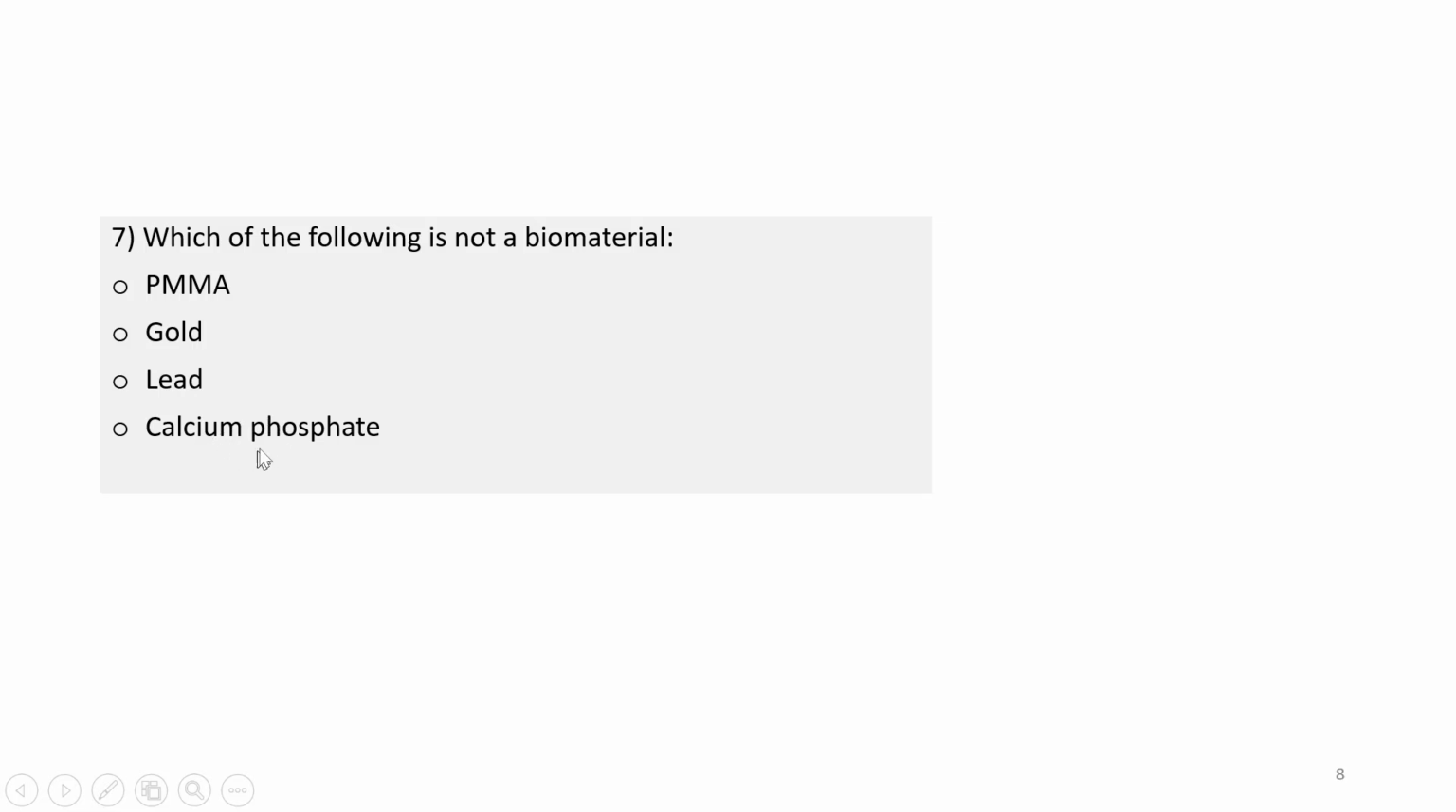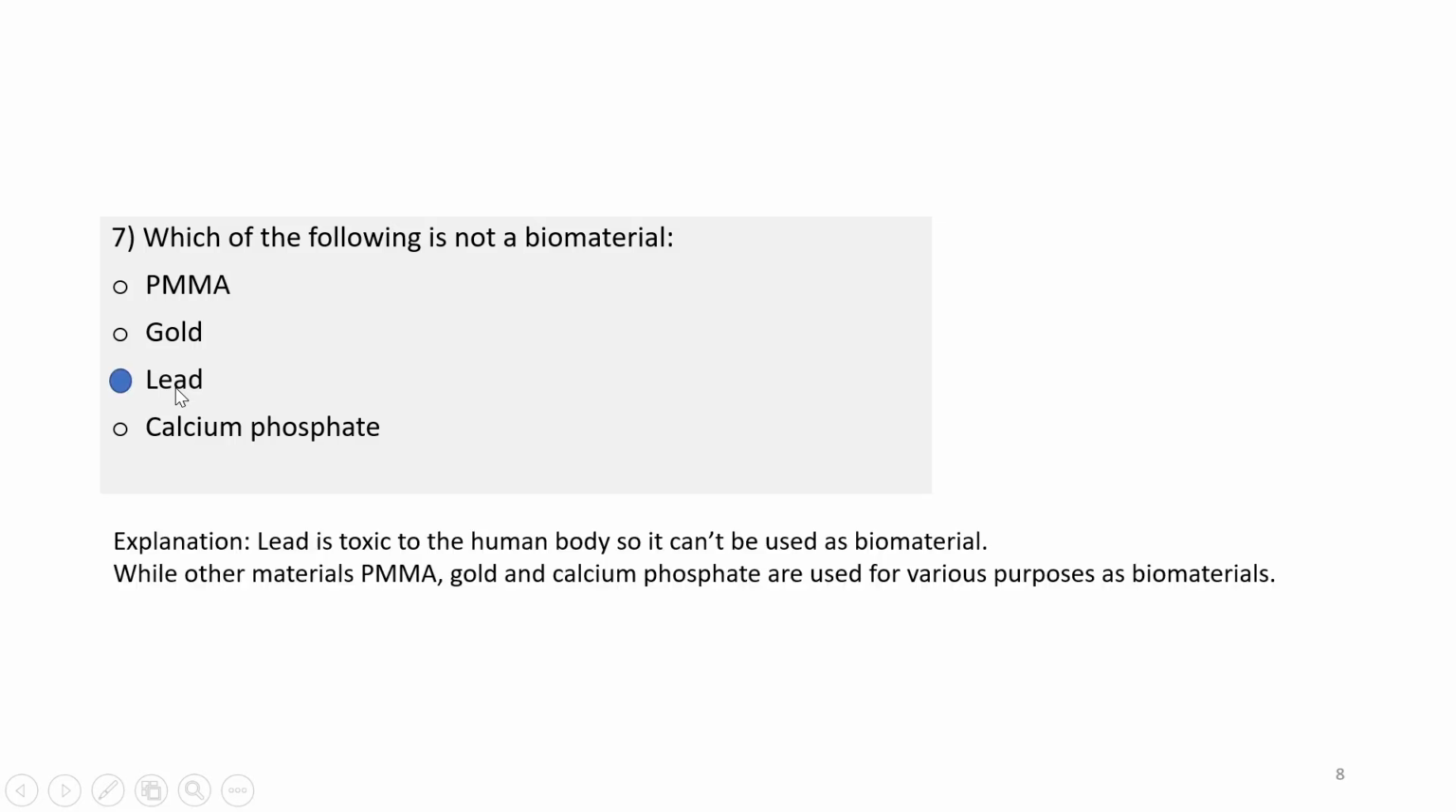Calcium phosphate is one of the ingredients used for making artificial bones as well. Gold is used in dental fillings, and PMMA is also used as a biomaterial. So lead will be the correct answer. Lead is toxic to the human body, so it can't be used as a biomaterial, while the other materials, PMMA, gold, and calcium phosphate, are used for various purposes as biomaterials.